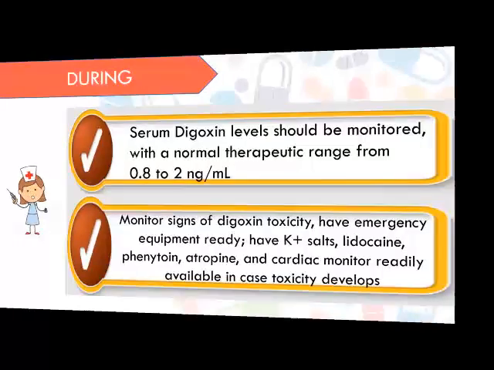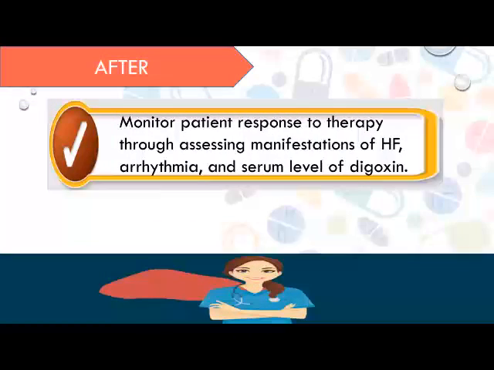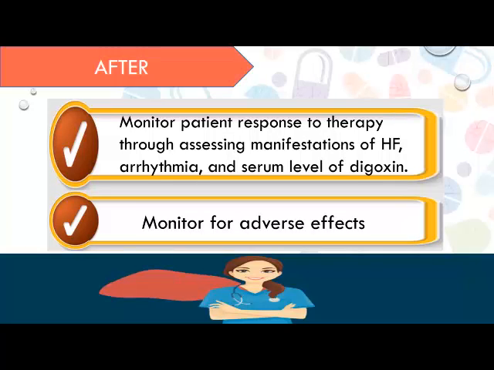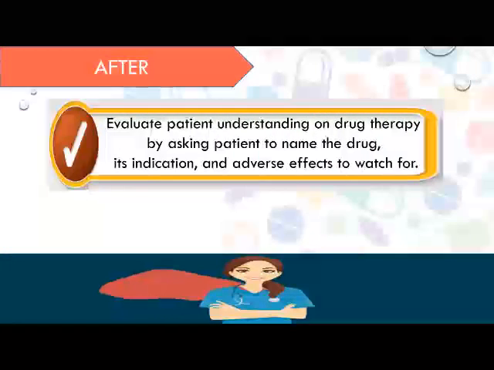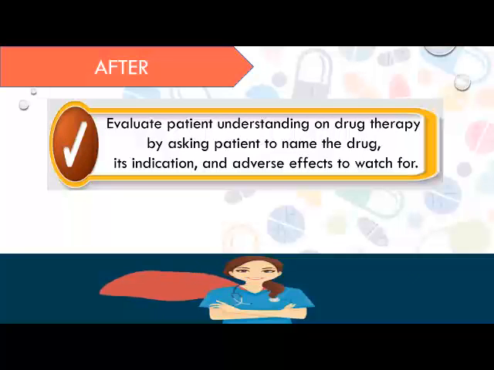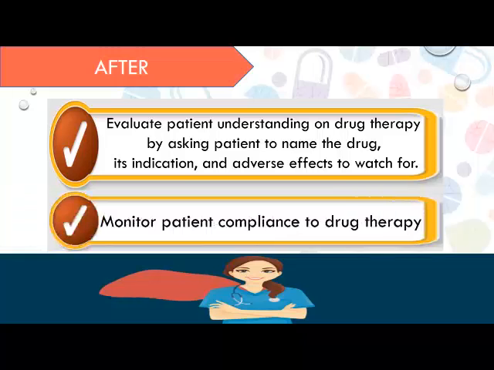After my administration, monitor your patient's response to my therapy by assessing manifestations of heart failure, arrhythmia, and my serum level. Monitor your patients for my adverse effects. Evaluate your patient's understanding of my therapy by asking the patient to name me, my indication, and my adverse effects to watch for. And monitor your patient's compliance with my therapy.